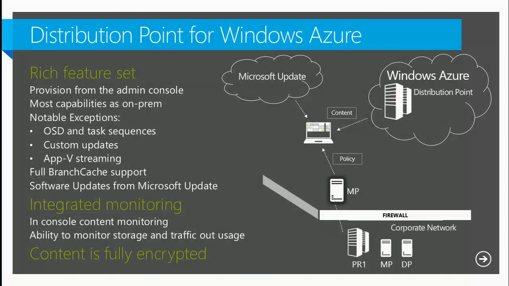One other thing about this. In terms of the architecture, we made an effort to minimize the content that the client is downloading directly from the cloud. One example is full BranchCache support. Another example is that for Microsoft updates, the client working against this distribution point would not be downloading the content from there. Instead, it would go to Microsoft Update to get the content.